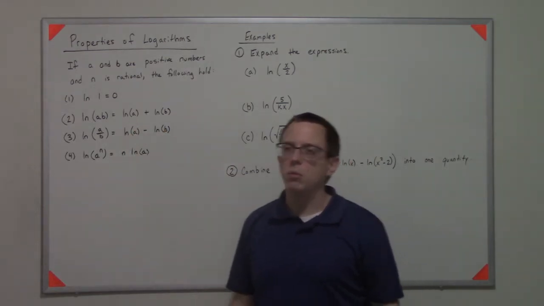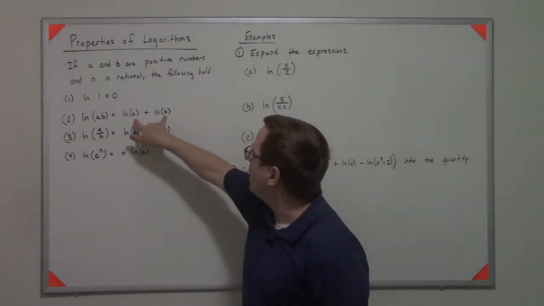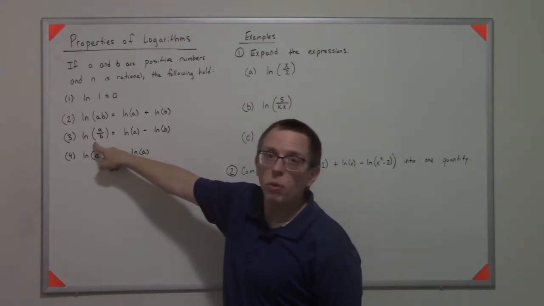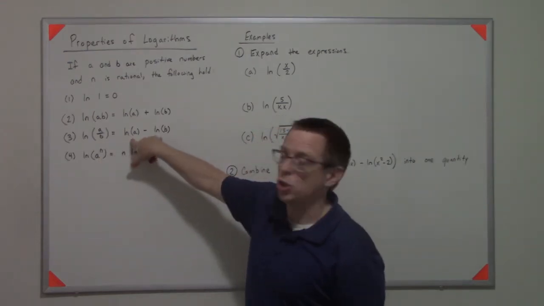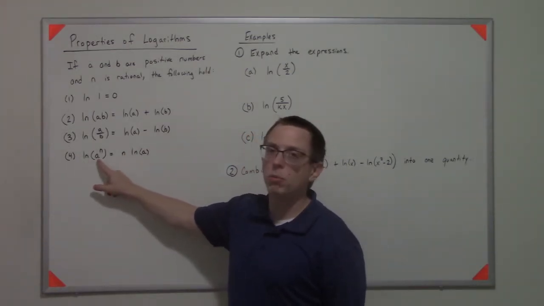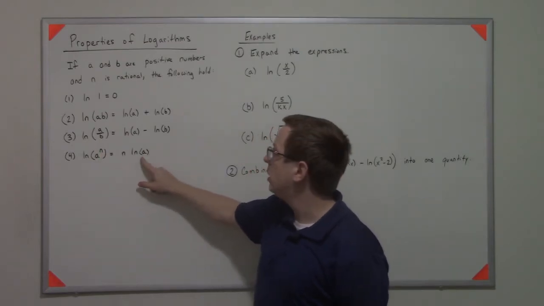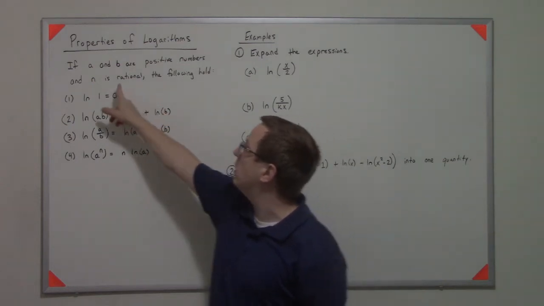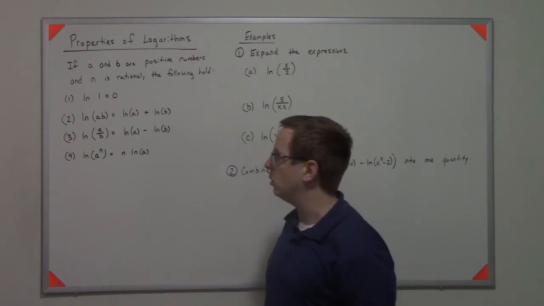Now that one may be a little more difficult to figure out why that's true, but that is the definition of that. In this one, if those numbers are divided, we can split those into a subtraction. And finally, if I have the log of a number to a power, I can move that power out front and have the natural log of just the number itself. Now that's true if n is rational. If it's irrational, you have to be a little more careful.